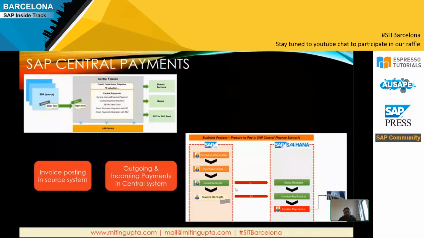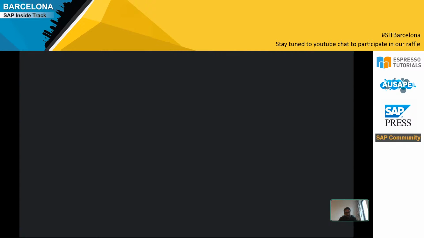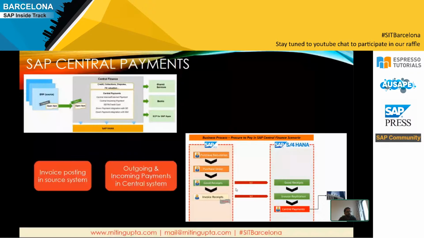So now if the invoices are coming from 10 ECC systems, rather than making the payment run every week 10 times from 10 different systems, you can make it once a week from one system. You pay all the vendors in one shot. So that simplifies your process and standardizes your process from a payment perspective.